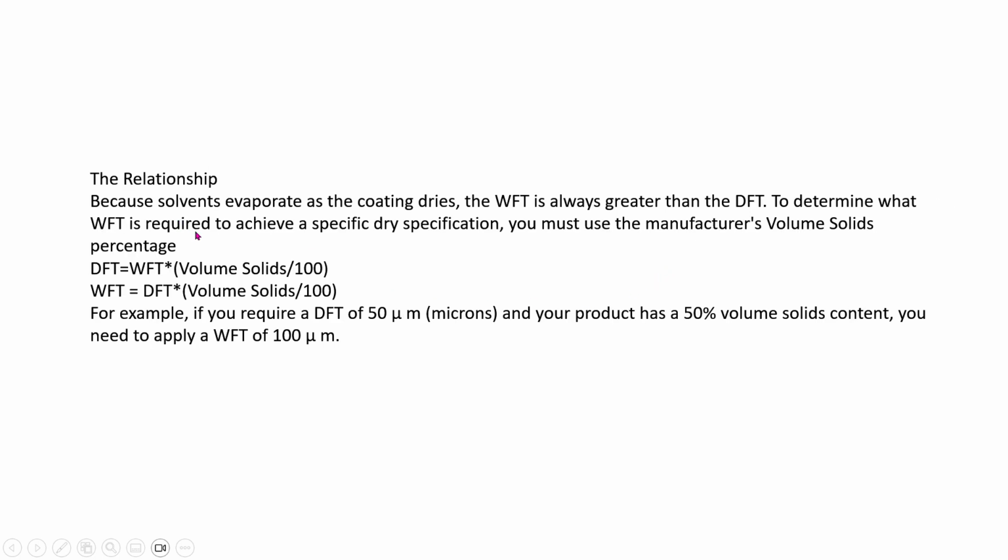Since solvent evaporates as the coating dries, the wet film thickness will be greater than the dry film thickness. So we need to determine what wet film thickness is required to achieve a specified dry film thickness, because dry film thickness is very important to protect the steel parts or bare parts. The manufacturer will tell you how much dry thickness is required. So how much wet film thickness do we have to apply to get the required dry film thickness? For that we want to know the formula.